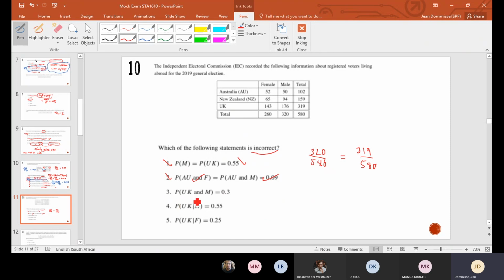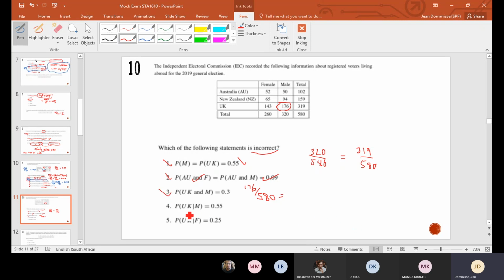Okay, so let's then look at what's the probability of UK and male. So probability of UK and male is 176 divided by 580. So 176 divided by 580 is 0,3, so that is also correct.